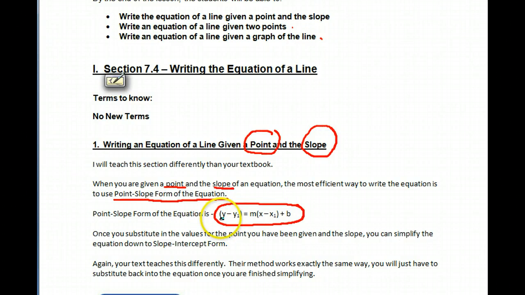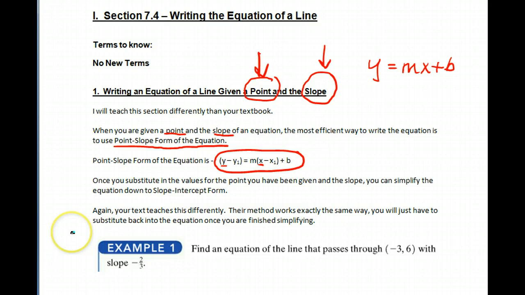So the y and the x without the subscripts are always going to stay in the equation. They are like the y and x that we see in y equals mx plus b. The y1 and x1 are going to come from the point that you're given. M is going to come from the slope that we're given.